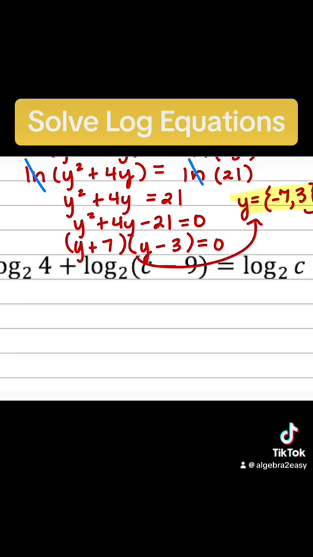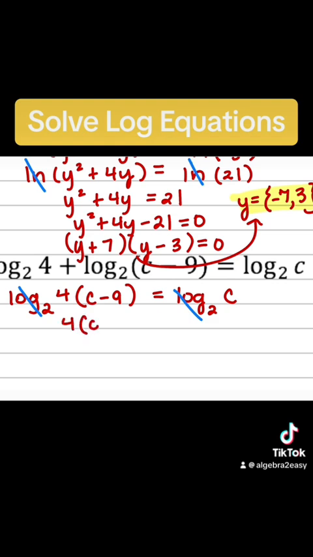Again, notice how you have 2 logs on the left side. So we need to condense them. We have addition, and what goes with addition is multiplication. So it's going to be log base 2 of 4 times c minus 9 is equal to log base 2 of c. Now that you have one log on each side, the logs will cancel because they have the same base of 2, and then you're able to take the arguments and just solve.